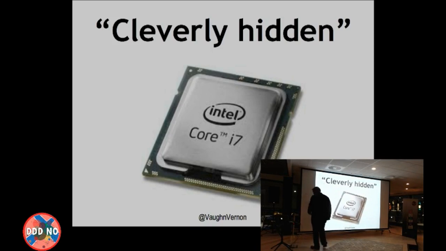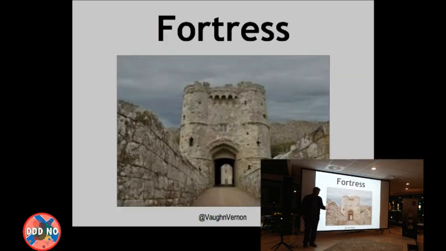But they're cleverly hidden, and we have to learn to use them, because that's the only way that we're going to write the software of the future. Okay, so what's the fortress about? So when we get into these uncertain situations, it's often the desire of those working in this uncertainty to create the illusion of certainty.